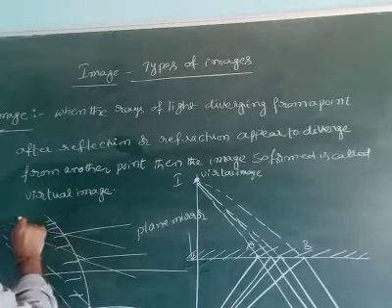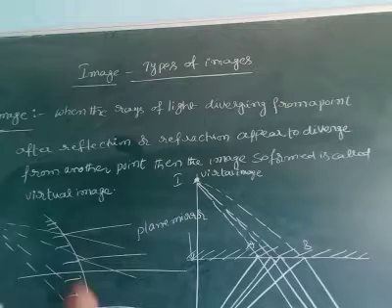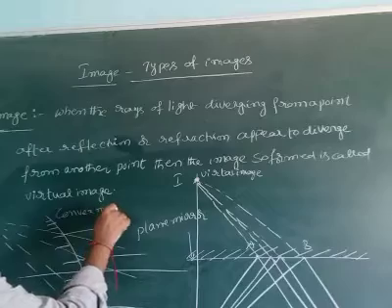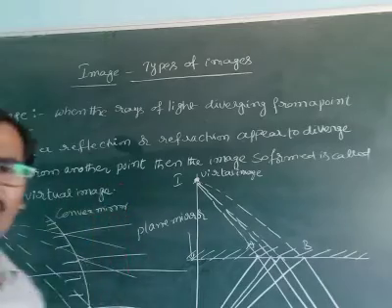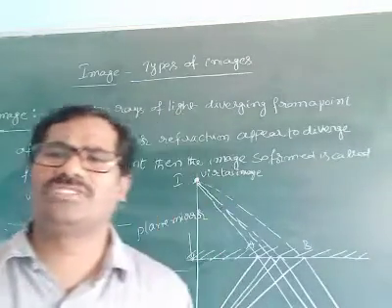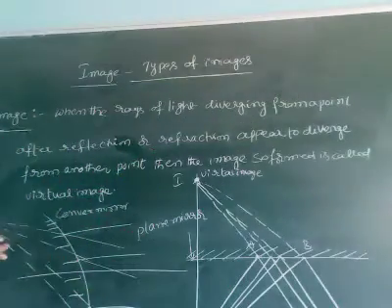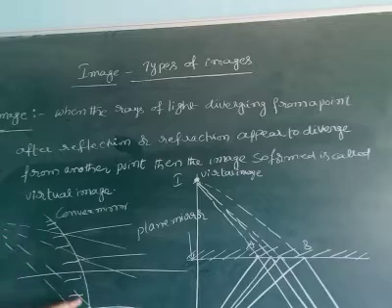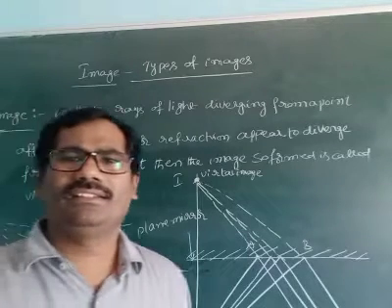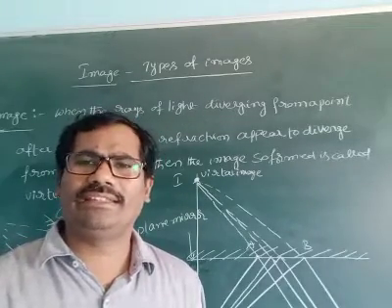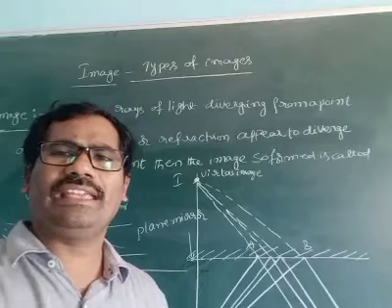This is a convex mirror. This type of image is known as a virtual image. It is a reflection also. After reflection, if the rays diverge from a point, then the image formed is known as a virtual image.